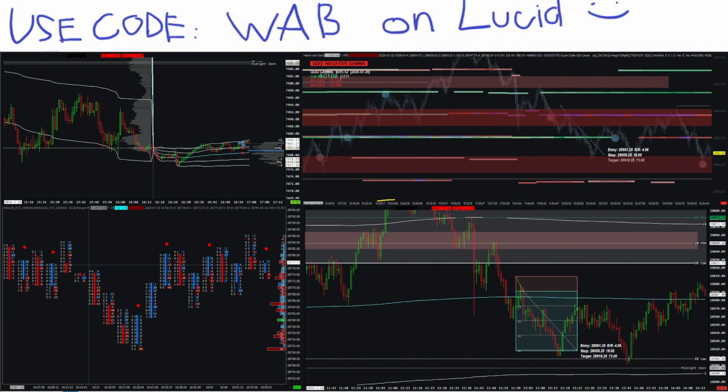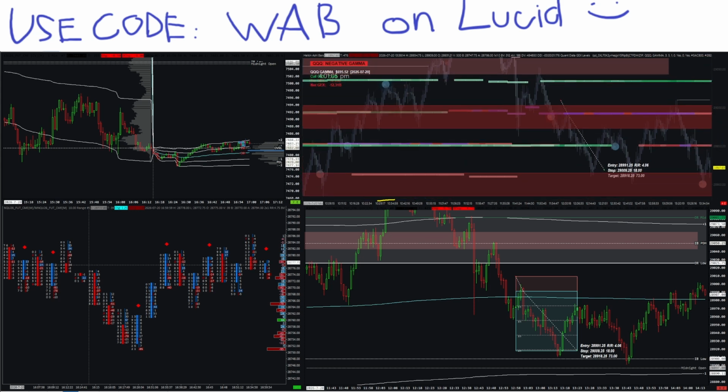Very simple. When we're dumping down from here to here, it's kind of hard to see since my zone is overlapping the bubbles, but you can see there are aggressive sellers that join this move down, right? If you draw the line across these aggressive sellers, this is exactly where I enter for my short.